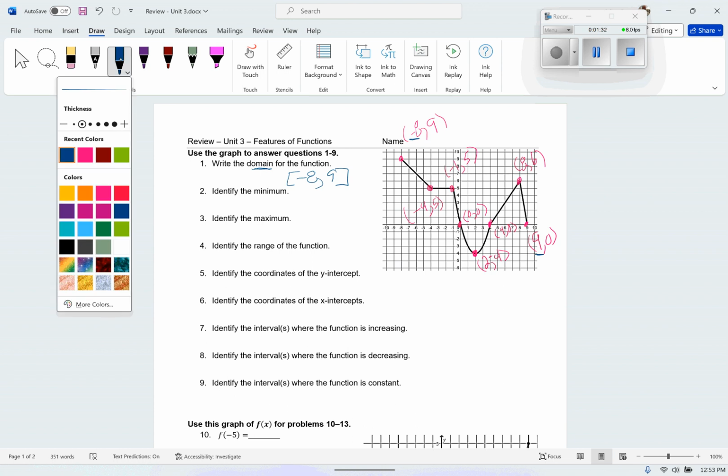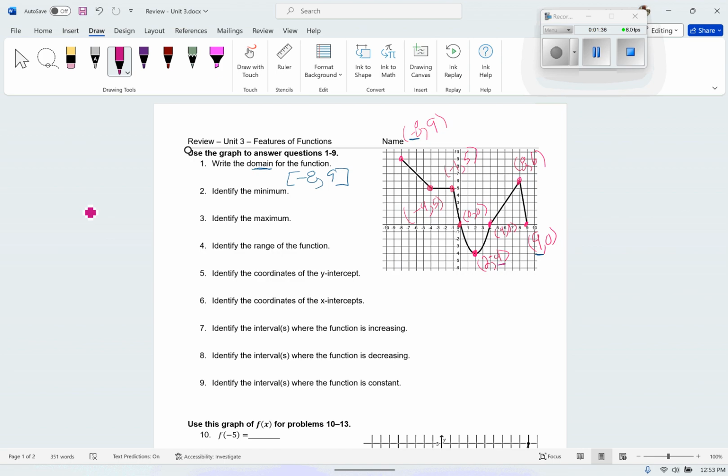Identify the minimum. The minimum is going to be the lowest y value. So our minimum is going to be -4. My maximum will be my highest y value, which will be 9. And then I can do my range. My range is going to go from my minimum to my maximum in the y direction. And you're going to put hard brackets because those are points as well.